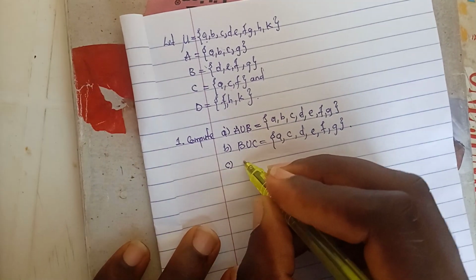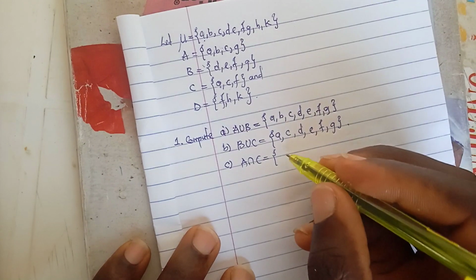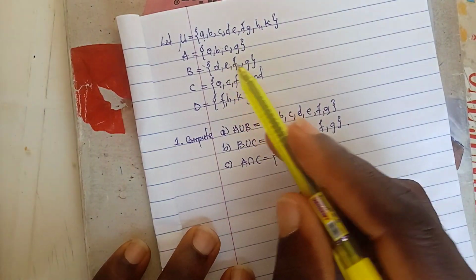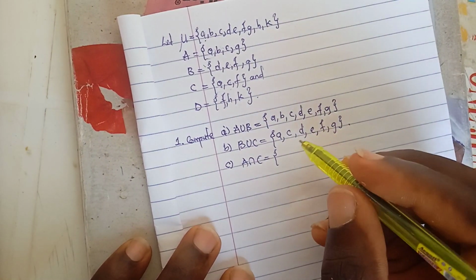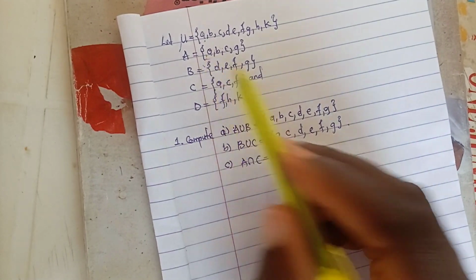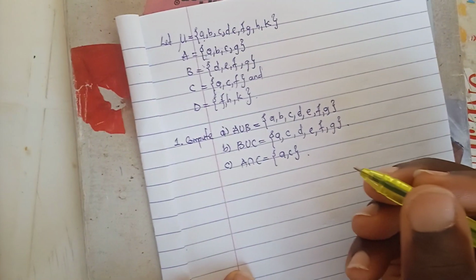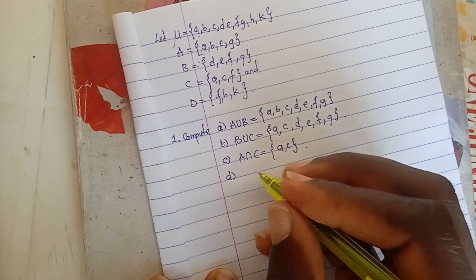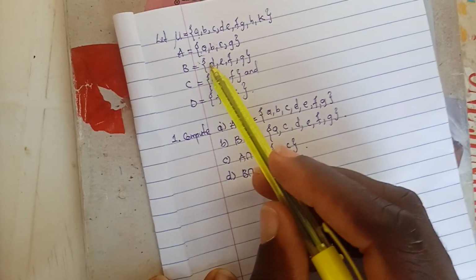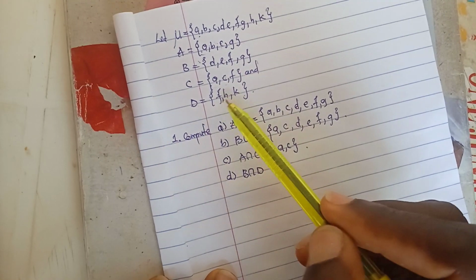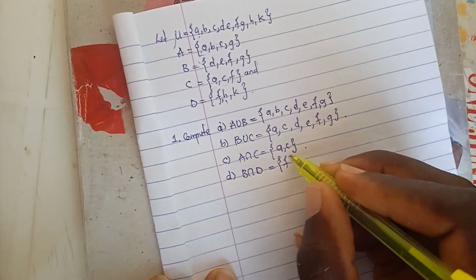And the next one, let's do the intersection of A and C. By intersection we mean the elements that are both in A and C. And we can see clearly that A is in C and A is in A. C is in C and C is in A. So we have only A and C. Now we will look into the intersection between B and D, the elements common in B and D. We have F. What else? That's all. We have the singleton set F.